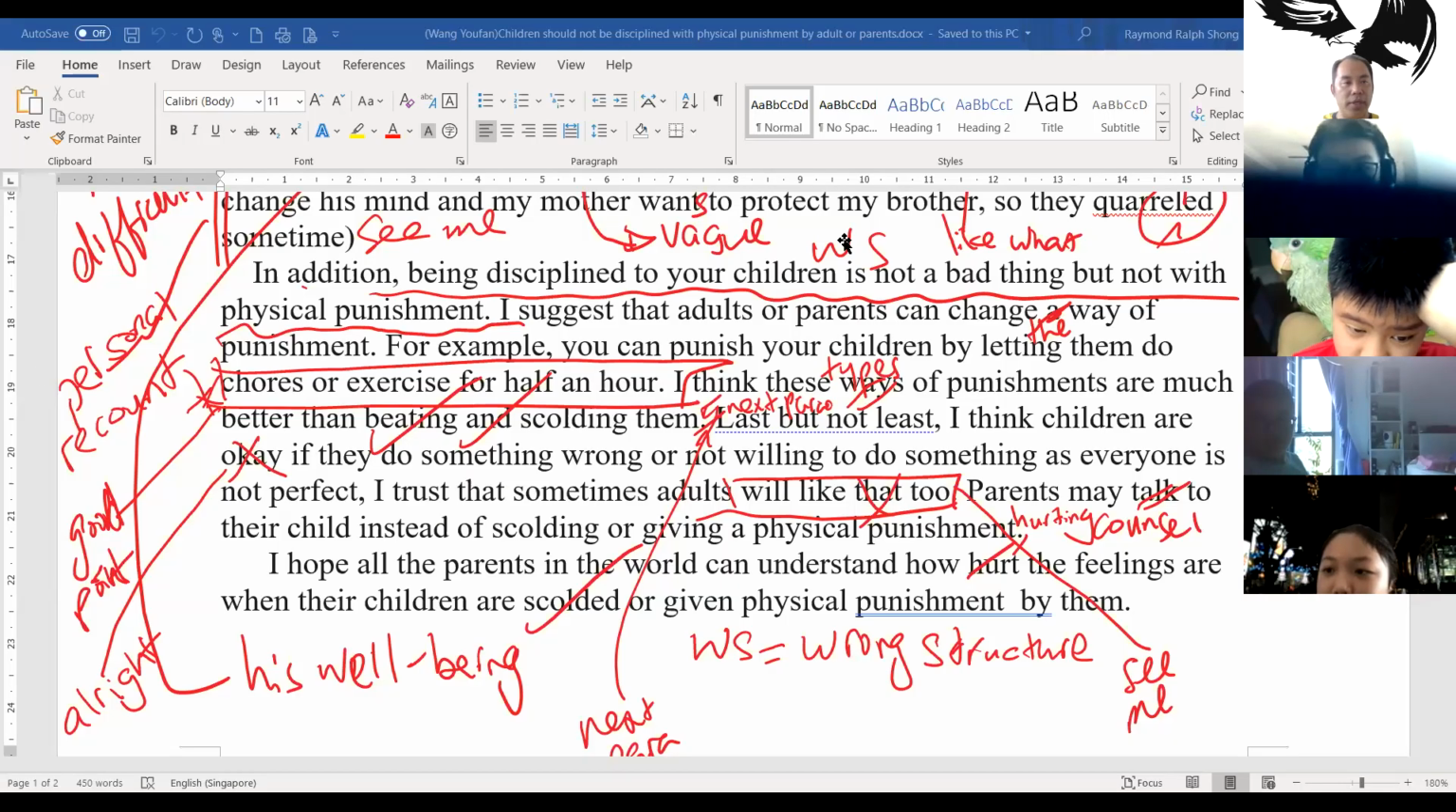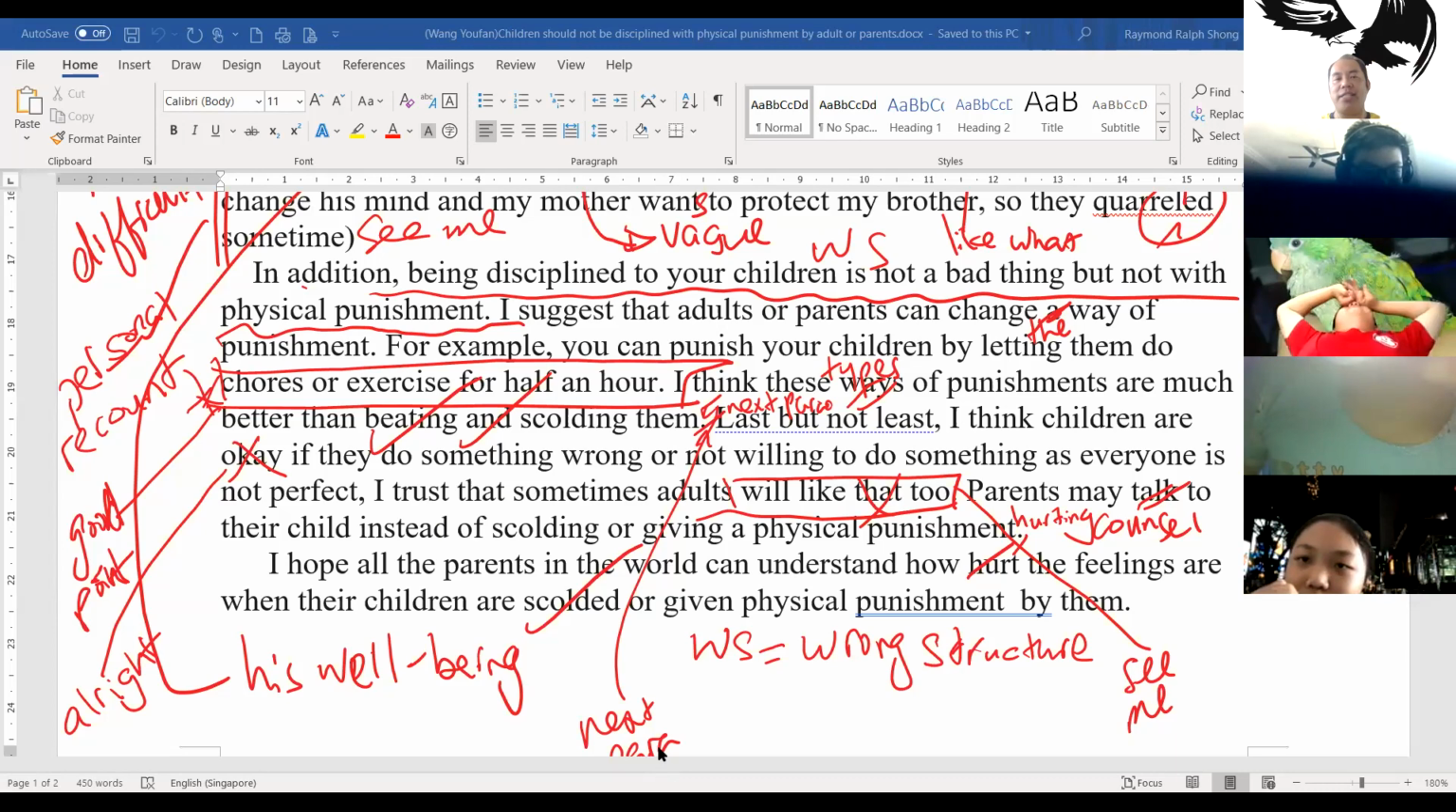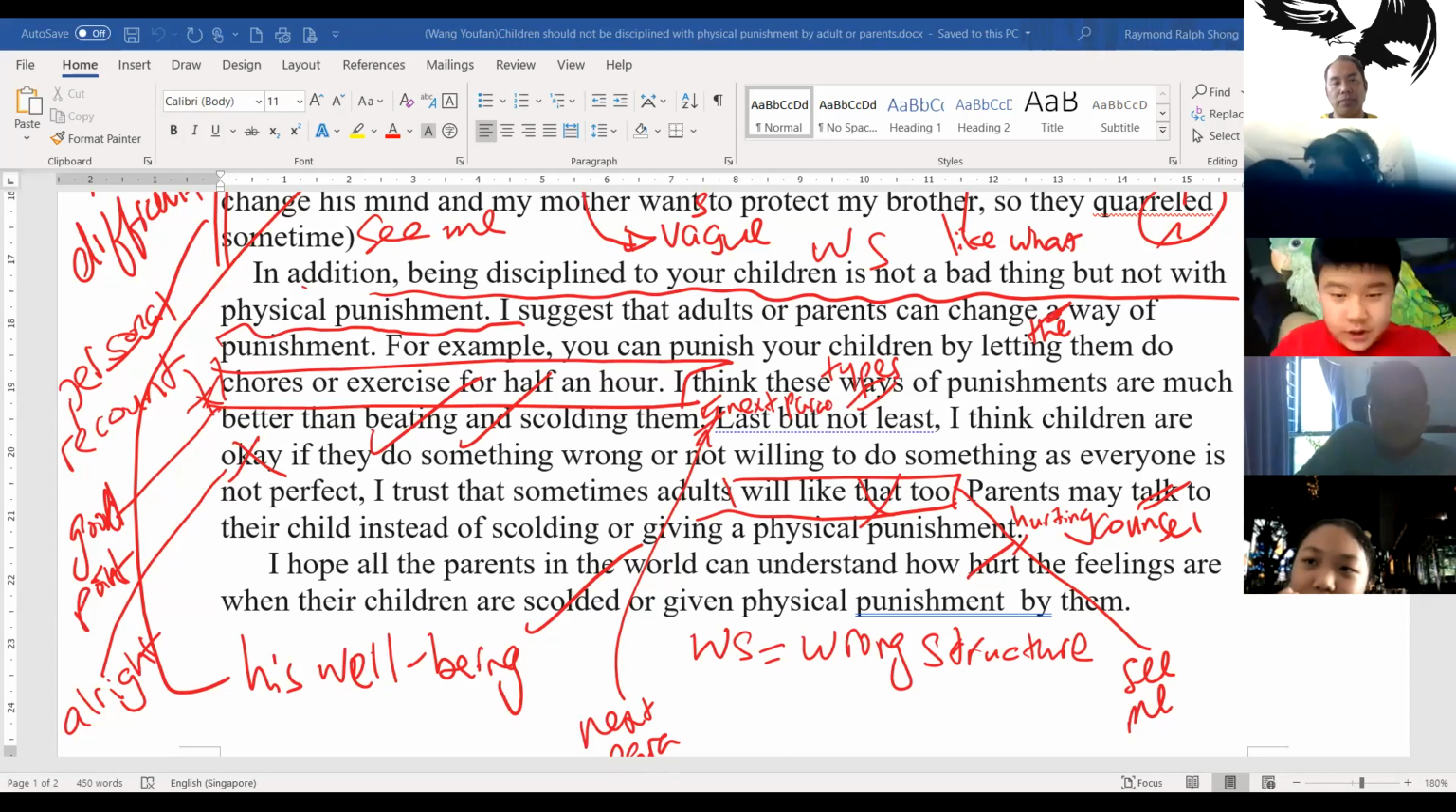Did I close it? Oh my goodness, so sorry. Actually, I want to type it out to all of you here. Okay, just copy down this word. Okay, I'm against these punishments, but then again, sometimes it depends on situations. It depends on what kind of things. That nevertheless, 虽然如此, it is not advisable to have physical punishment. Carry on, please. I suggest that adults or parents can change the way of punishment. For example, you can punish your children by letting them do chores or exercise for half an hour.